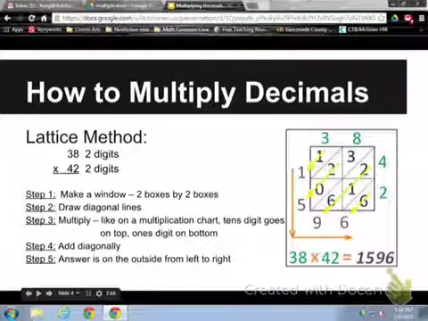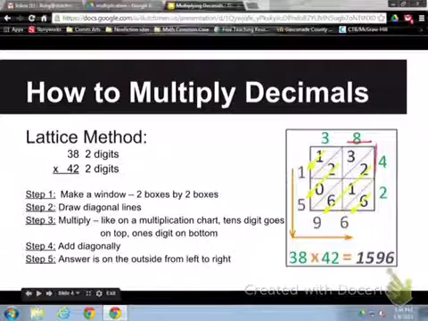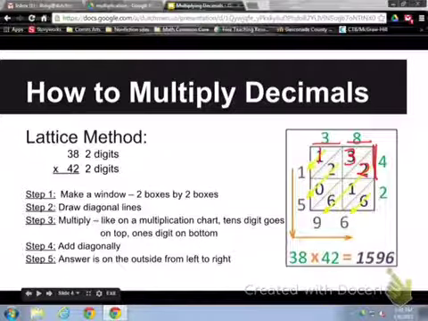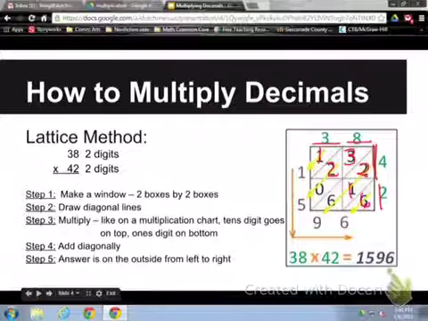So we would start here and do 8 times 4, which is 32. Tens digit on top, ones digit on bottom. Then we would do 3 times 4, which is 12. Tens on top, ones on bottom. And then we do the same thing at the bottom. 8 times 2, 16. 3 times 2 is 6. And put a 0 in there to hold that spot.